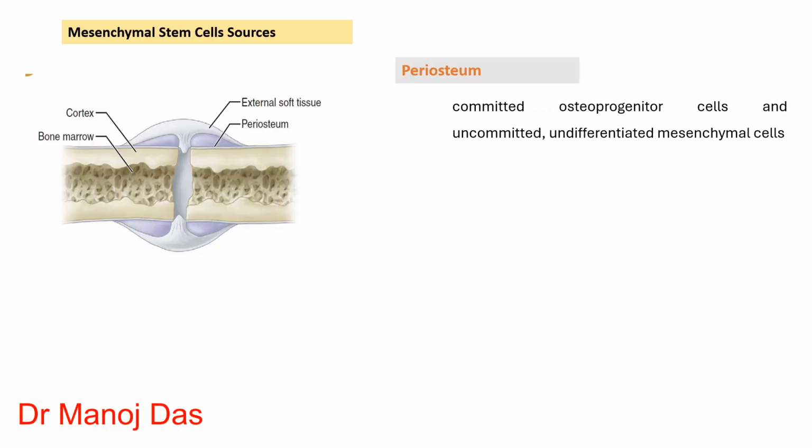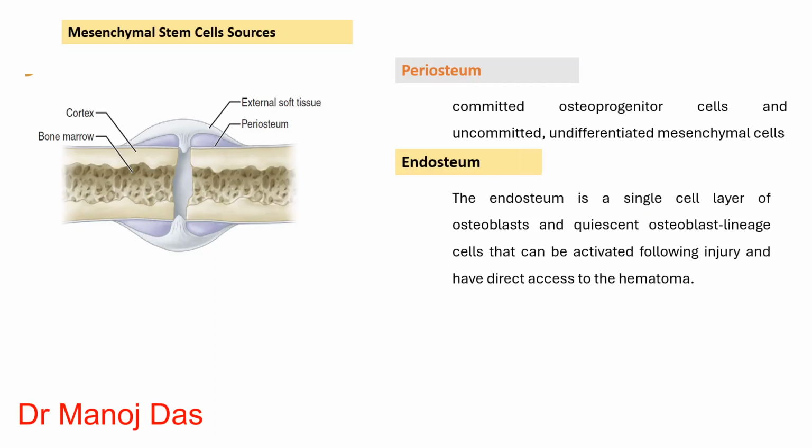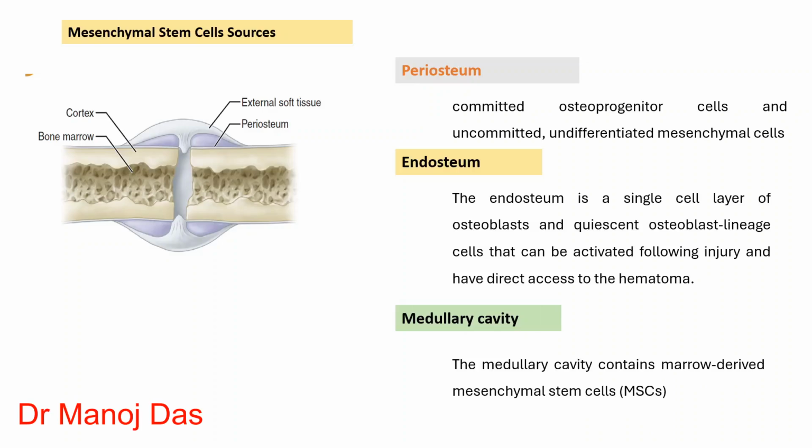It has committed osteoprogenitor cells and uncommitted, undifferentiated mesenchymal cells. Similarly, another source is the endosteum. Endosteum is a single cell layer of osteoblast and quiescent osteoblast lineage cells that can be activated following injury and have direct access to the hematoma. The third source is the medullary cavity.